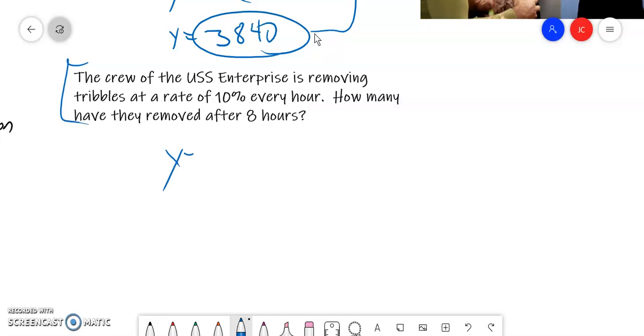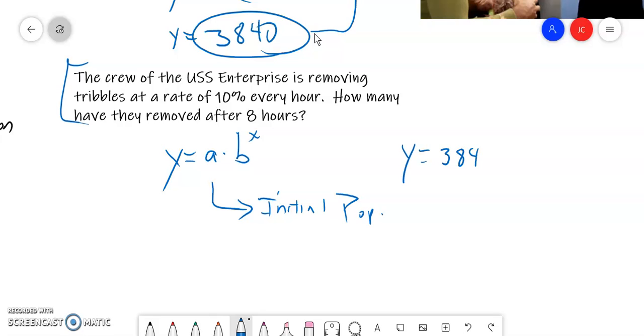So we're actually going to use the same general equation. Remember, what is A in this? A is always the initial population. On this one, we're going to use our previous number of 3,840 as our initial population. And what do you think B should be? This is the rate at which they remove them.